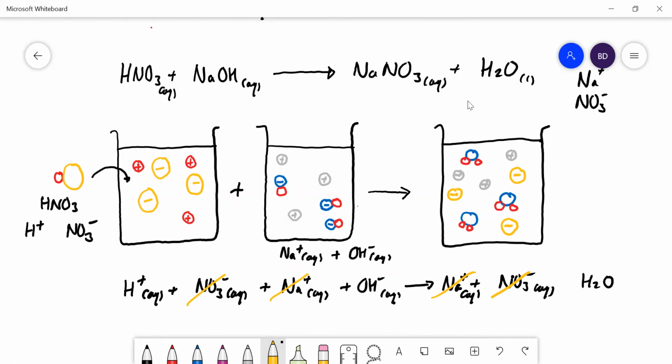So ionic equations show you more, give you a better idea of what's going on really, rather than the full equation, where you don't fully realize that the sodium ions and the nitrate ions don't actually undergo any chemical change in that reaction.